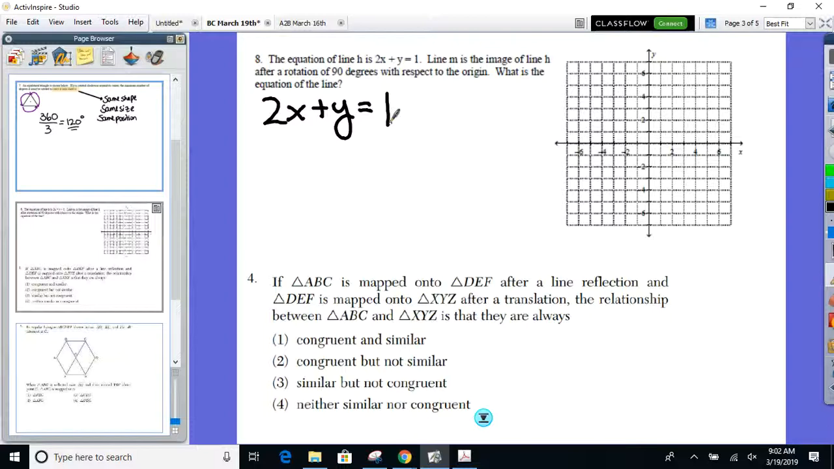Anybody want to get that in y equals form real quick? Y equals negative 2x plus 1. What's the y-intercept? 1. And then how can I graph a couple more points here? Down 2 over 1, down 2 over 1, or up 2, left 1.